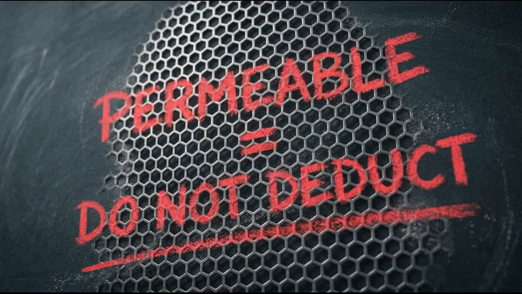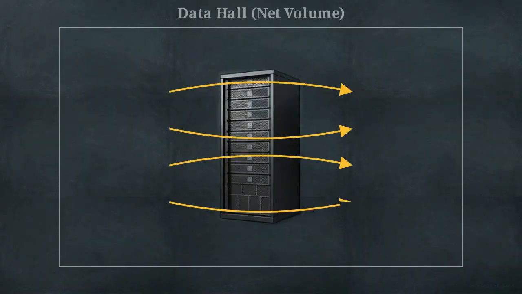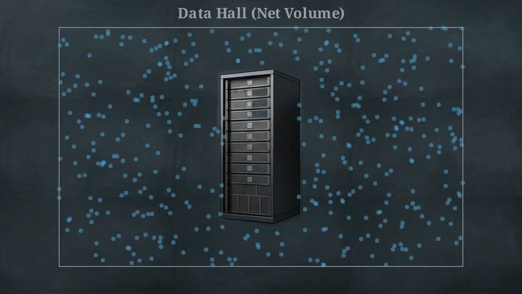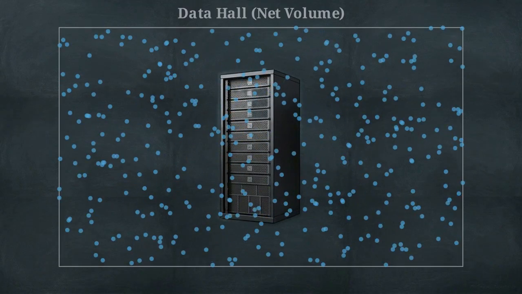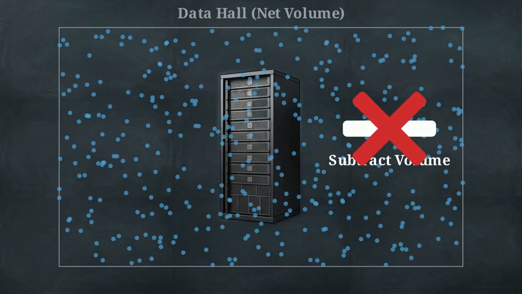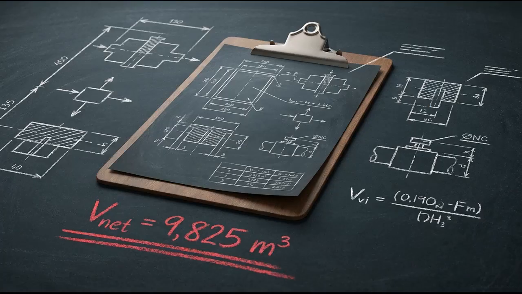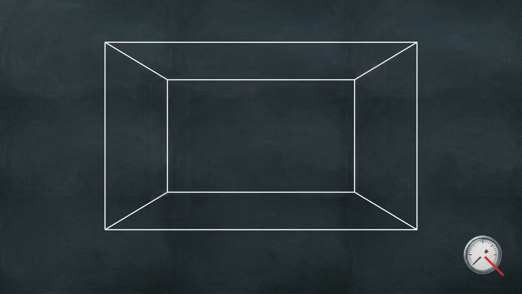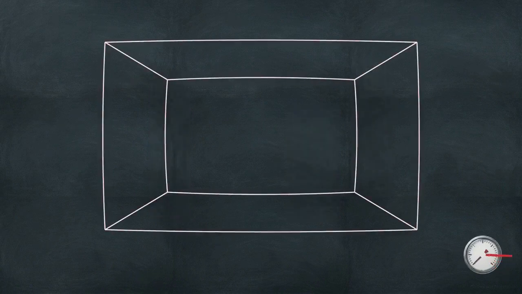A common failure point in enclosure surveys is the mischaracterization of permeable equipment. You do not deduct items the agent can enter. Server racks, cable trays, and ventilated electrical switchgear contain air pockets and cooling pathways. Because the inert gas will permeate these spaces, their volume must remain in the calculation. Retaining them results in a finalized net design volume of 9,825 cubic meters.